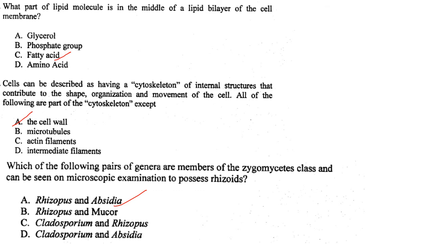The next one. Which of the following pairs of genera are members of the zygomycetes class and can be seen on microscopic examination to possess rhizoids? So those that belong to zygomycetes and possess rhizoids will be Rhizopus and Absidia. Answer is option A.